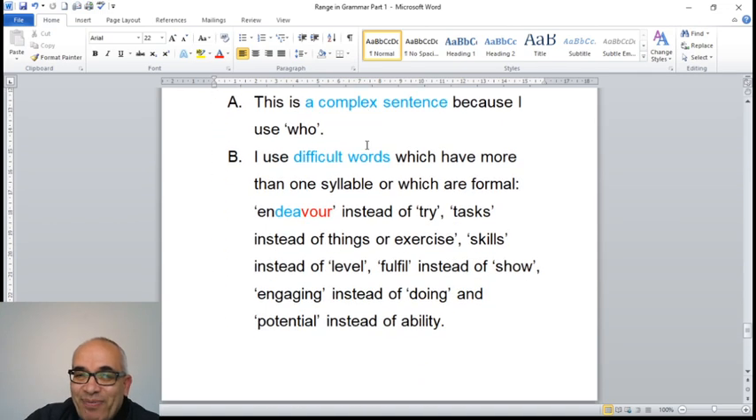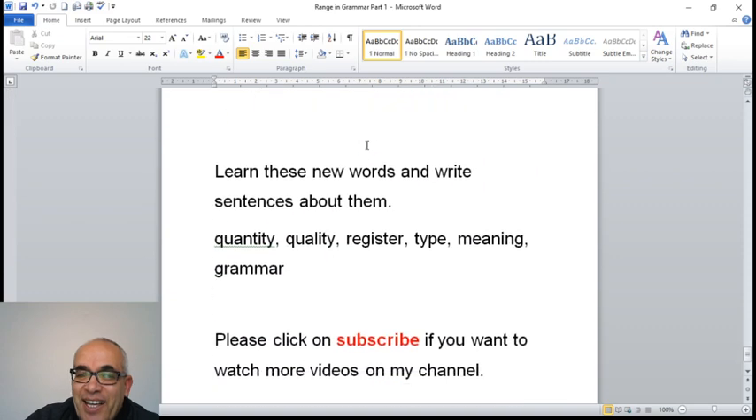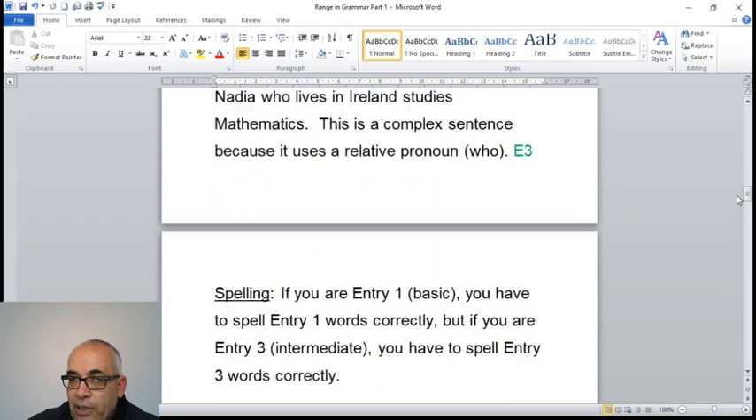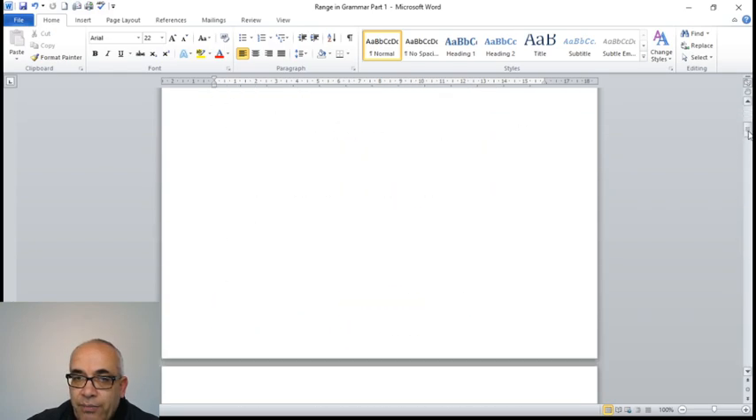Next one. So learn these words and write sentences about them. So quantity, quality, register, type, meaning, grammar. Of course, this is part 1 of range. In part 2, I will give you a lot of examples about range from entry 1 to entry 2 to entry 3. But before I close, I repeat what is range.